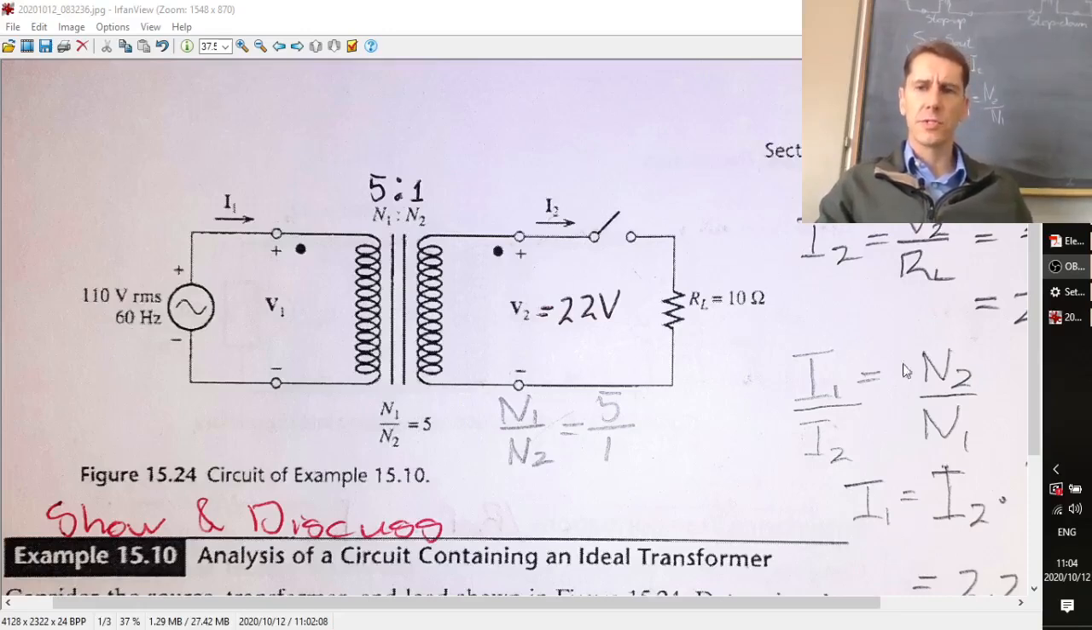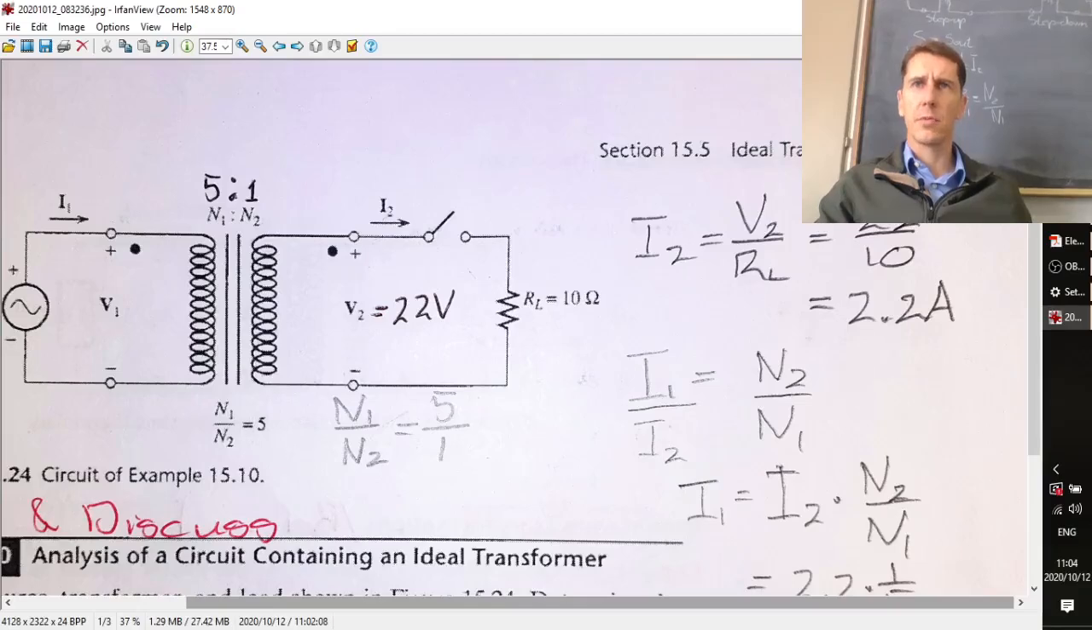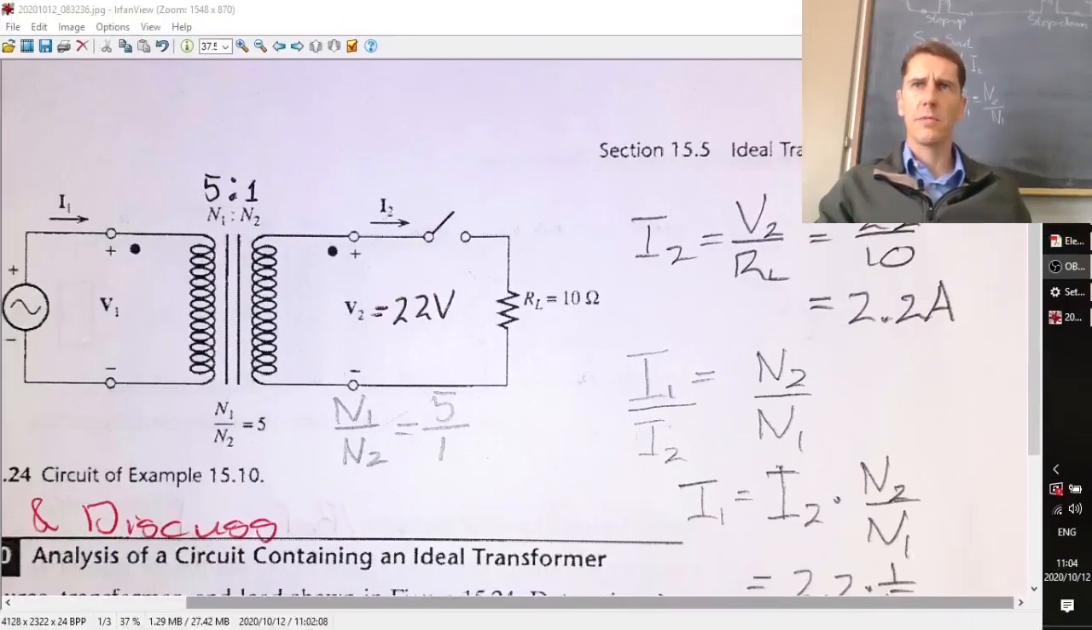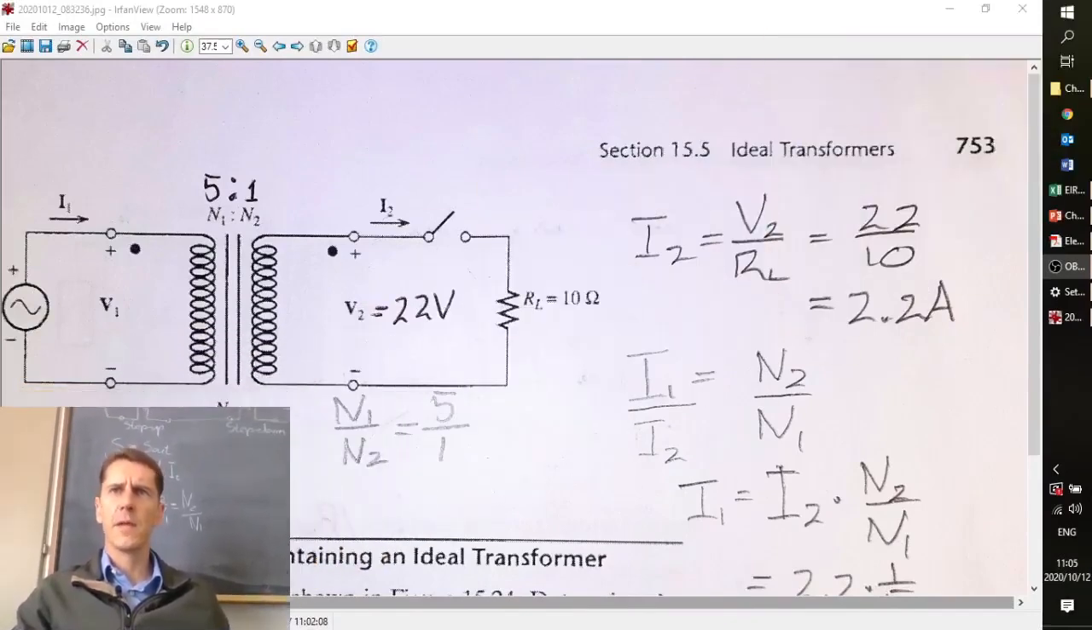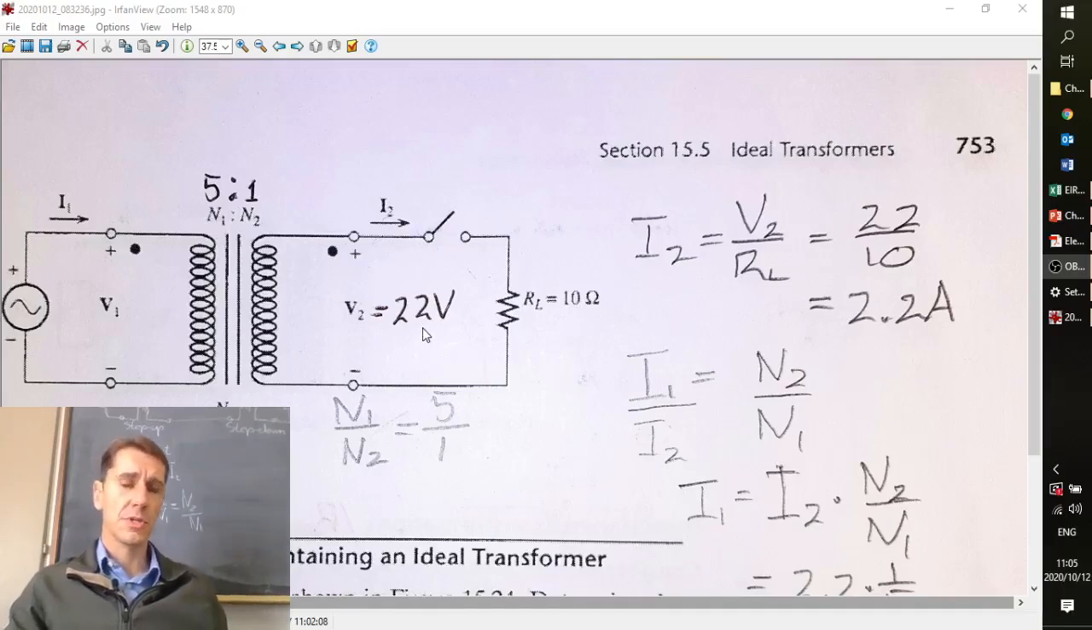The 22 volts is still there, but now we can calculate. Let me just get my face out of the way. Ooh, wrong one. Let me just get my face out of the way here. There we go. So now it's 22 volts. Divide by the 10 ohms and you get 2.2 amps flowing on the secondary side. That's with the switch closed. With the switch open, no current flowing.